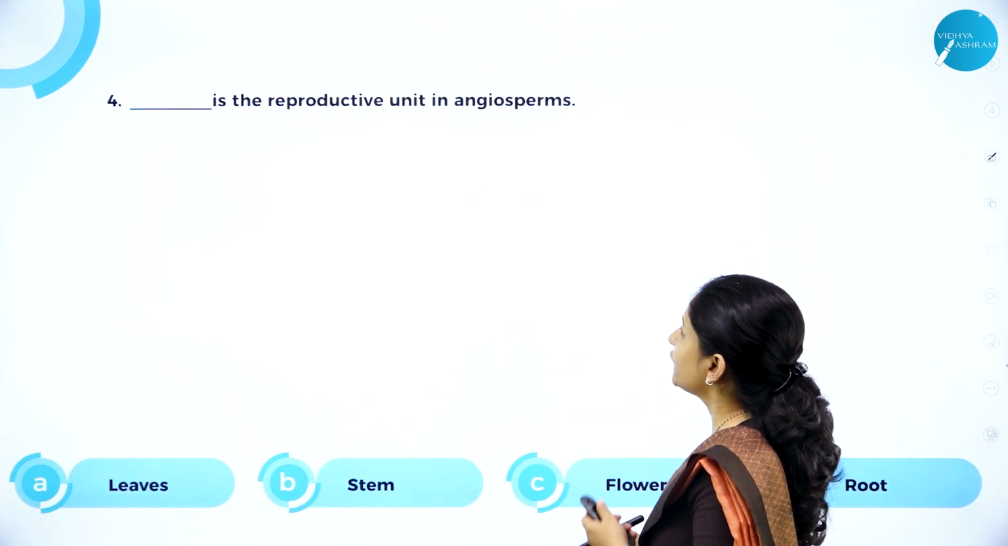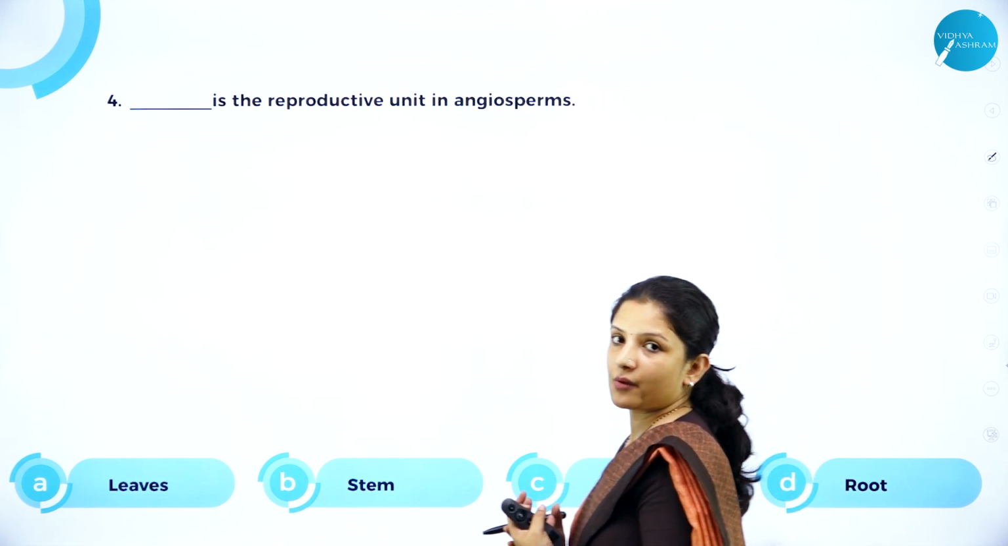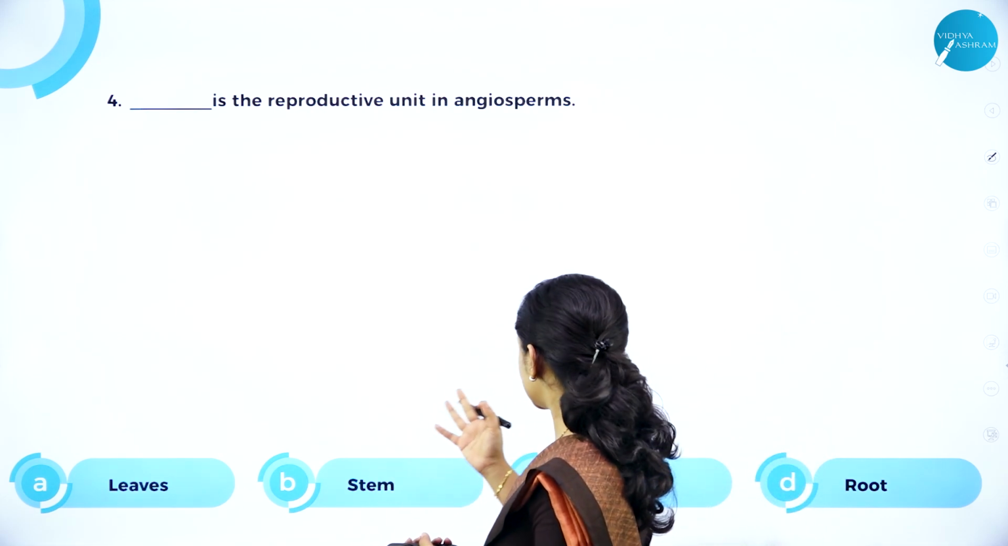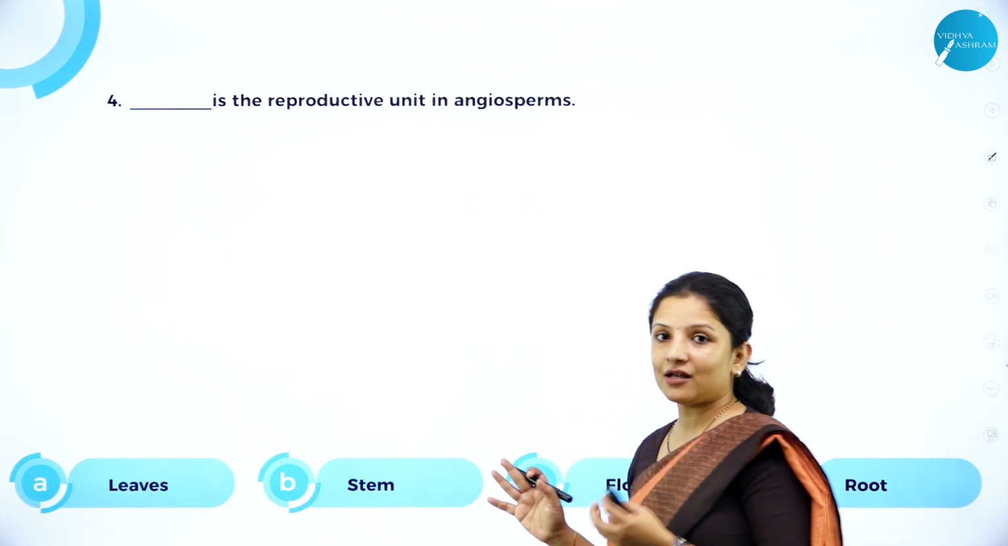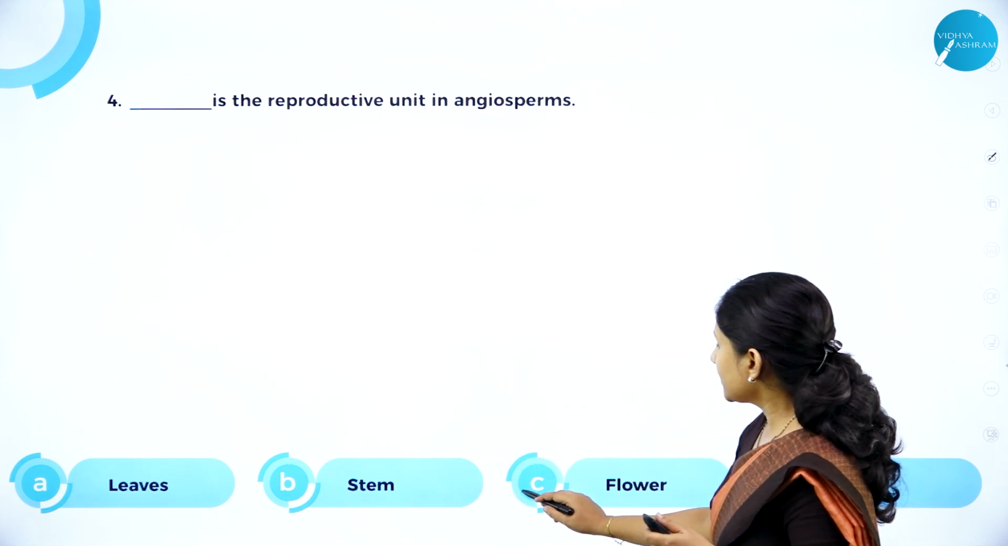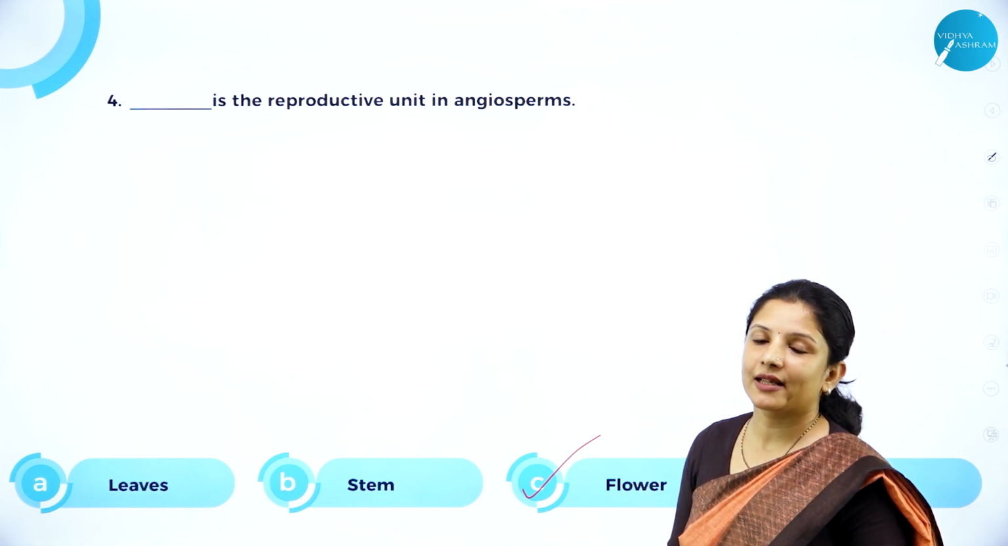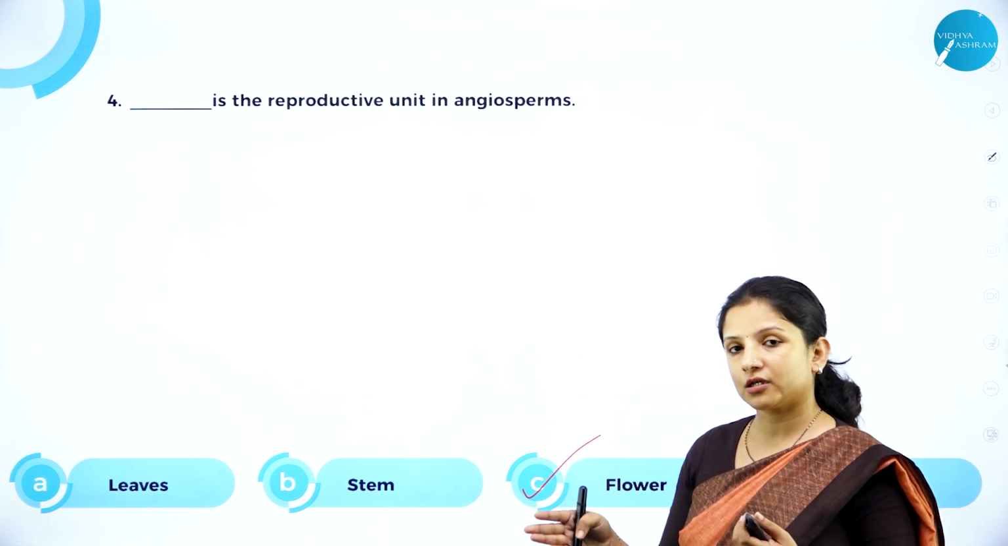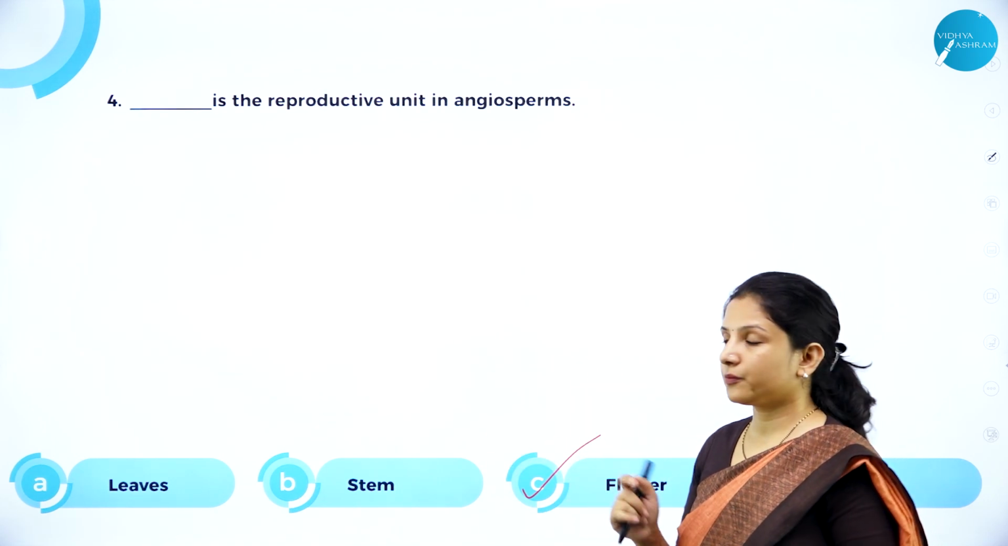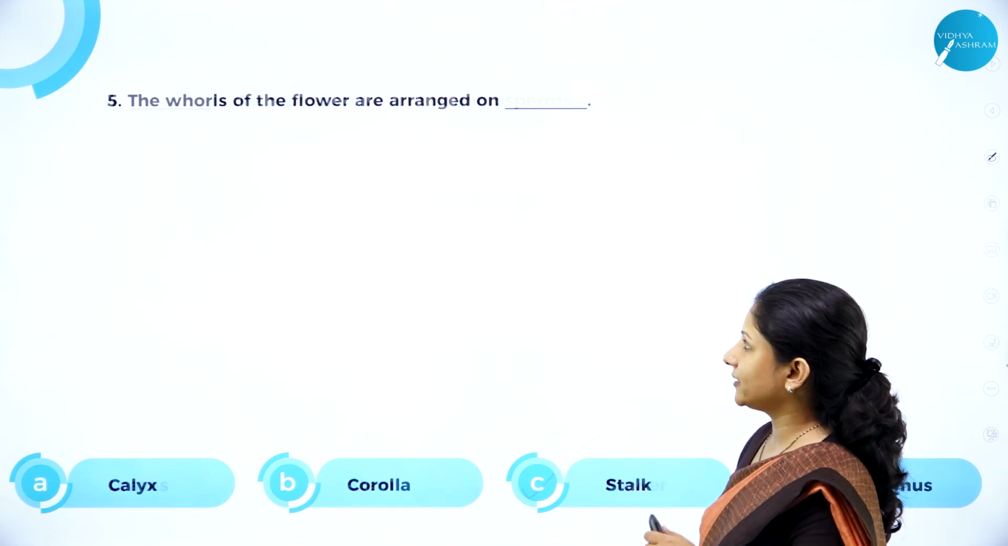Dash is the reproductive unit in angiosperms. I am talking about the reproductive unit. Leaves, stems, root, all the three are vegetative units. Flower is the reproductive unit because it contains the androecium, the male reproductive organ, and the gynoecium, the female reproductive organ. Option C is the right answer here.